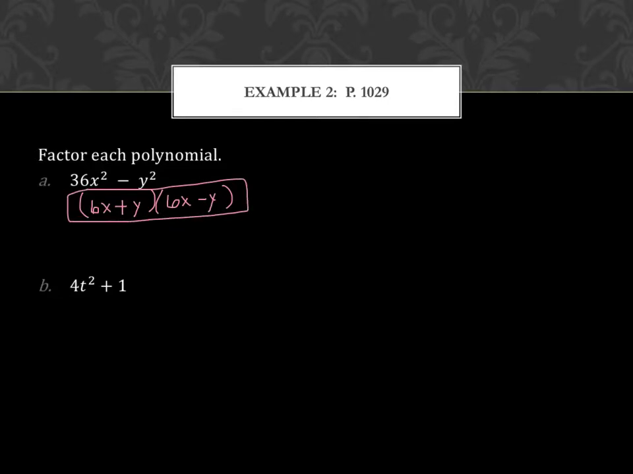B is 4t squared plus 1. They're both perfect squares, but it's a sum, and there's not a shortcut that I can use. There's not a way to factor a sum of two squares, so this one's prime. And there's not a GCF for me to pull out or anything.